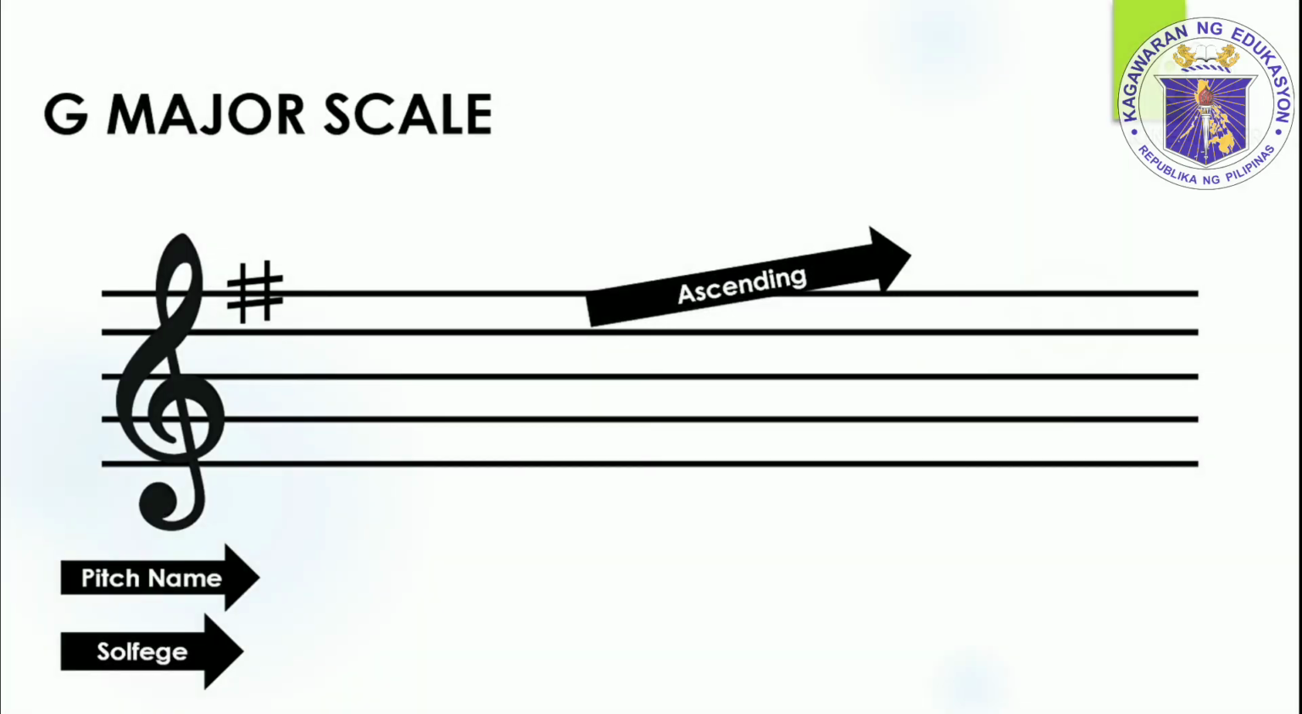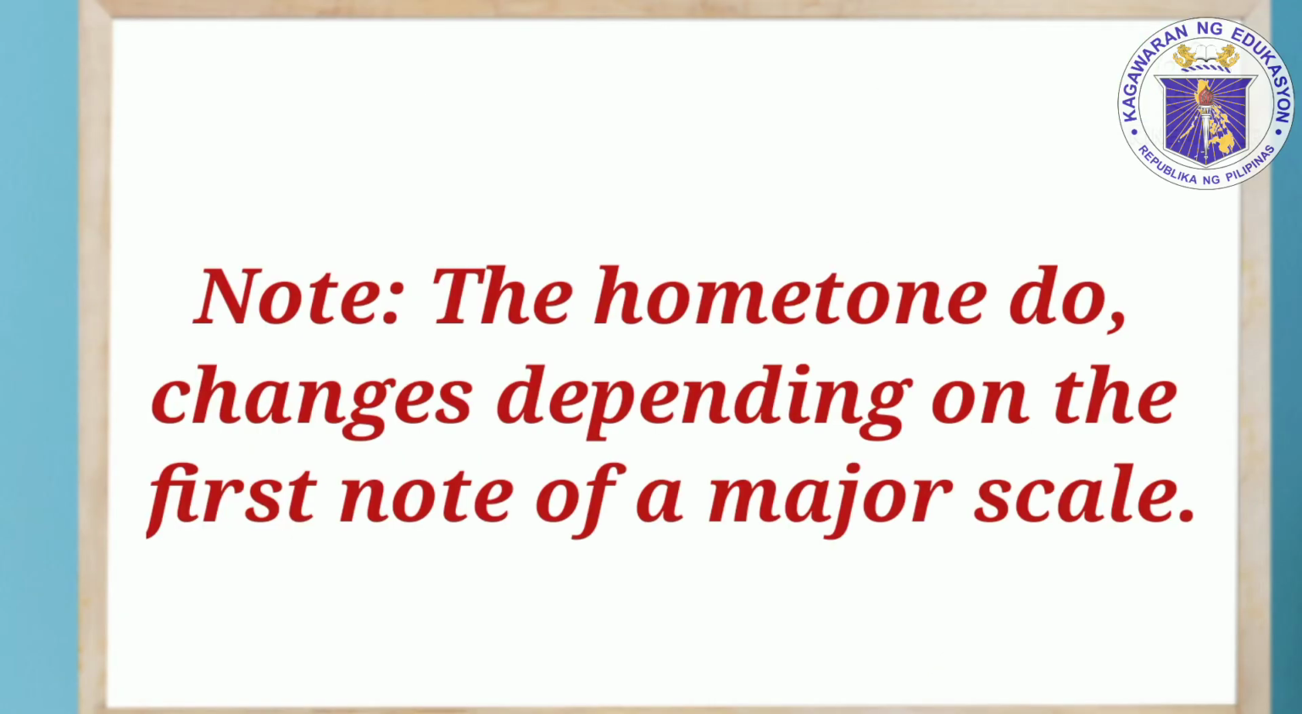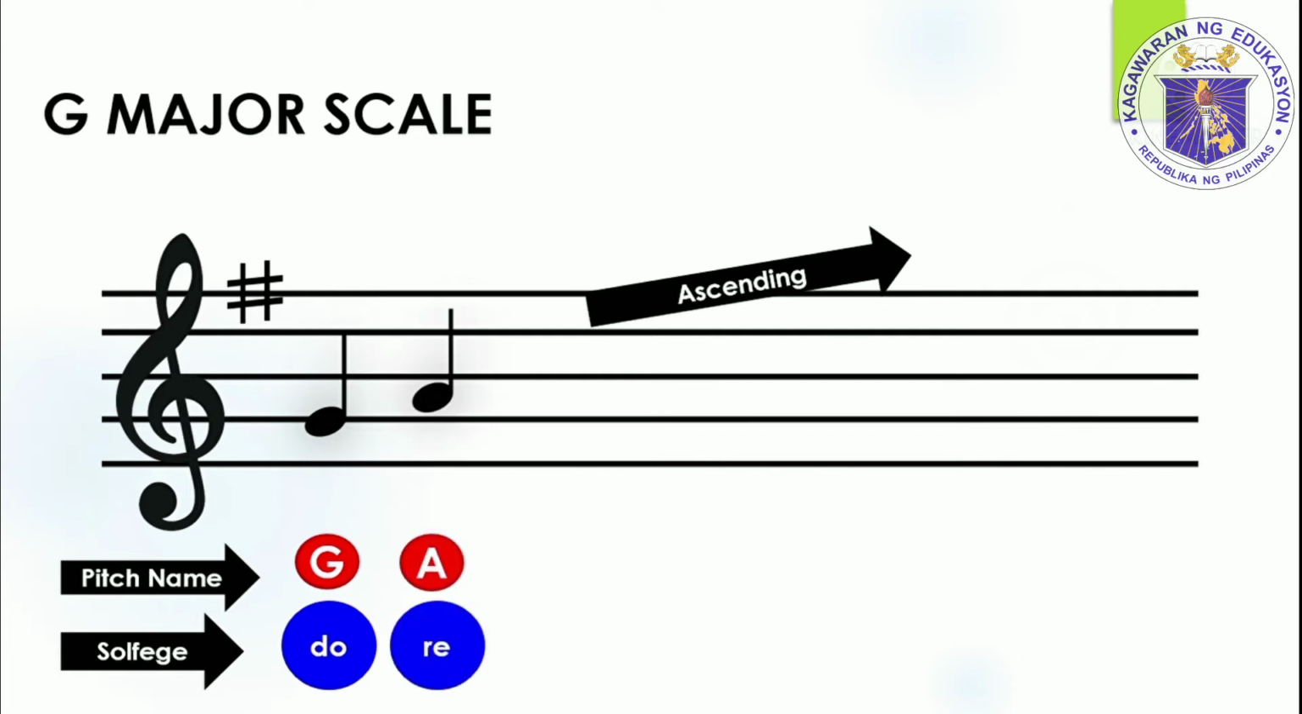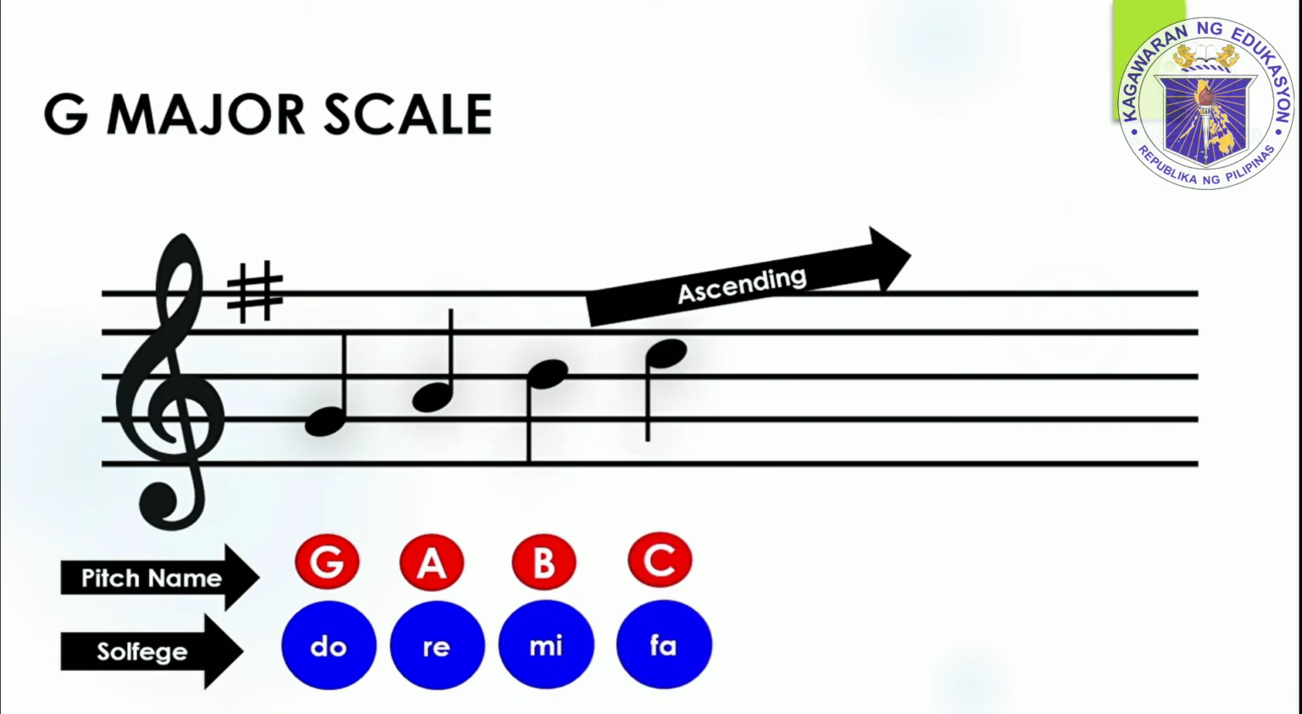Let's start constructing the G major scale in an ascending manner. Our home tone will be on the second line of the staff, the G note. A note placed in the space above Do is Re. A note on the line above Re is Mi. A note on the space above Mi is Fa. A note placed on the fourth line of the staff is sol.